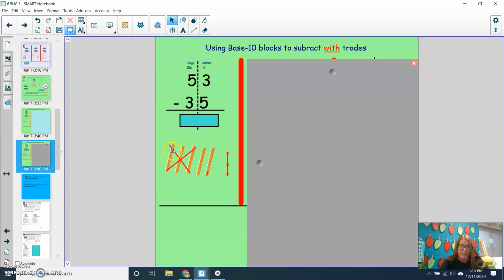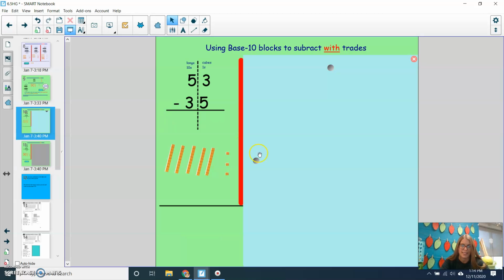So I crossed off 3 longs, crossing off 30, and then I crossed off 3 cubes and 2 more cubes. So you can see what I have left. You can see that I have a long and then I have 8 cubes, giving me a total of 18 left. We'll try 2 more like this.